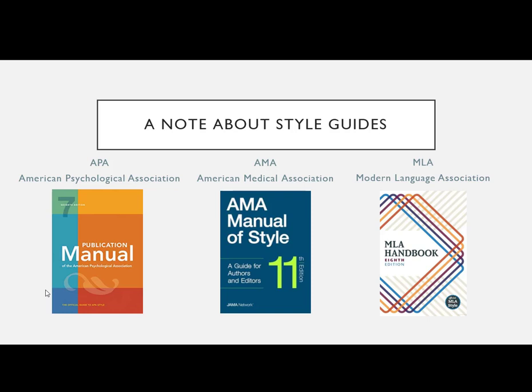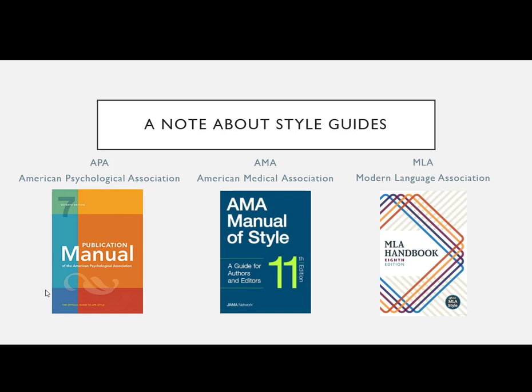Before we go any further, I want to just make a note about style guides. The first one is the one that is used obviously in psychology and in education: American Psychological Association, or APA Manual of Style. It is the 7th edition that is in current use right now, and that is the one I am the most familiar with. It's also the one that's the most descriptive about how to report the actual statistics.